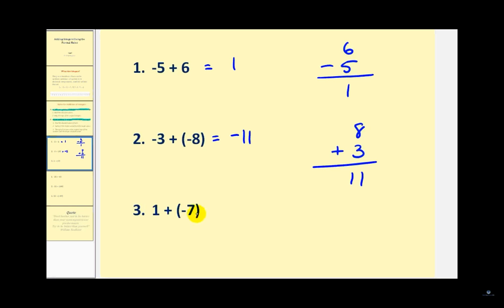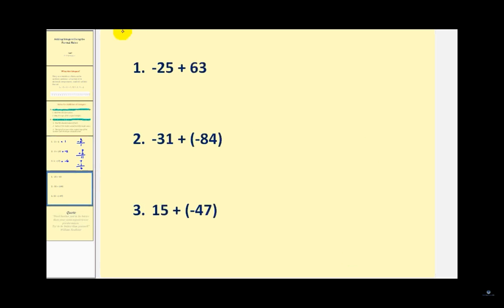So in number 3, we have different signs. One's positive, one's negative. So we take the absolute value of both and then subtract the smaller from the larger. So the absolute value of 1 is 1. The absolute value of negative 7 is 7. We subtract because the original numbers had different signs. Well, 7 minus 1 is 6. However, since the 7 was the larger number and its original sign was negative, our sum will be negative 6. Let's try a few more.